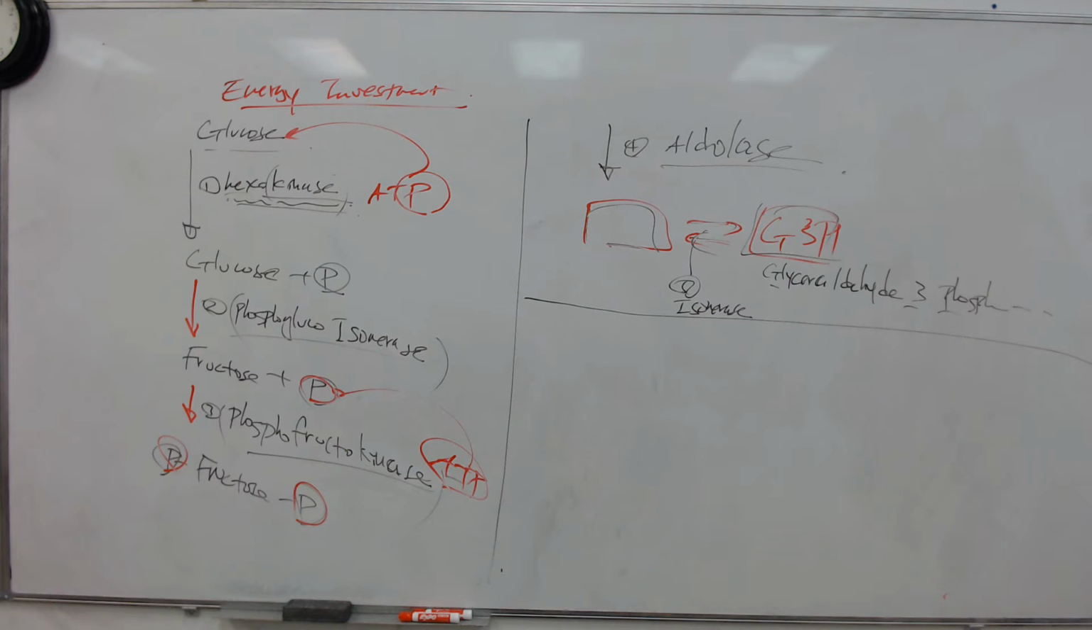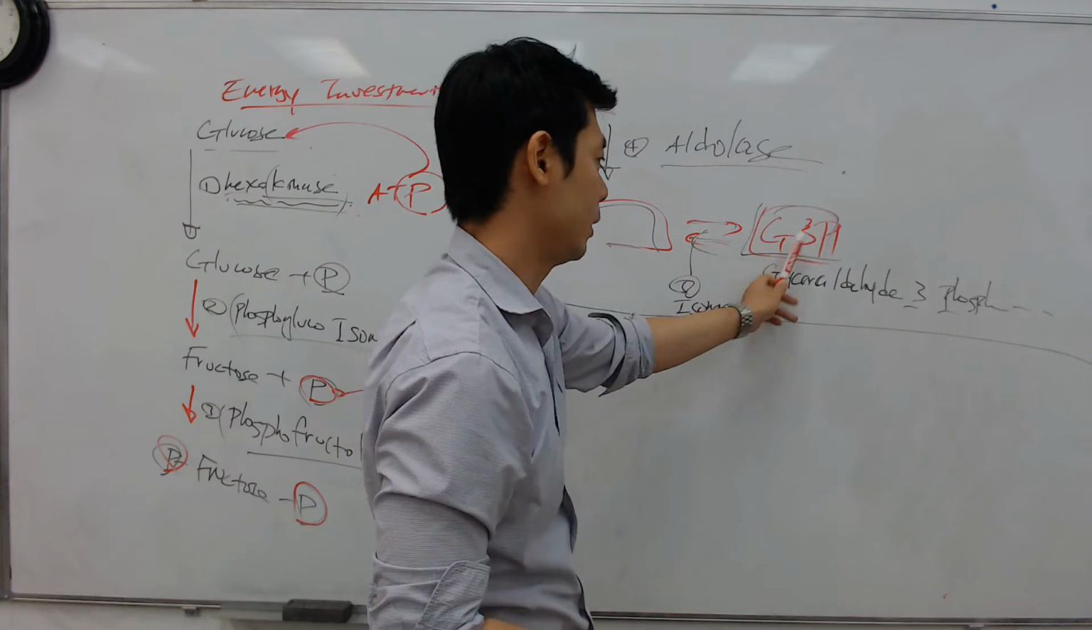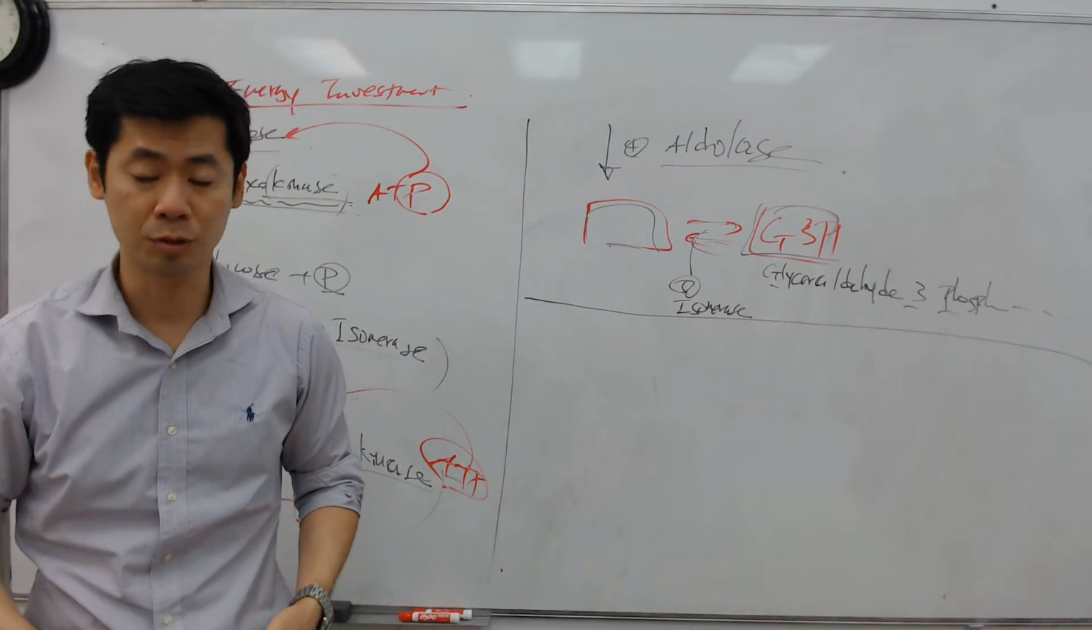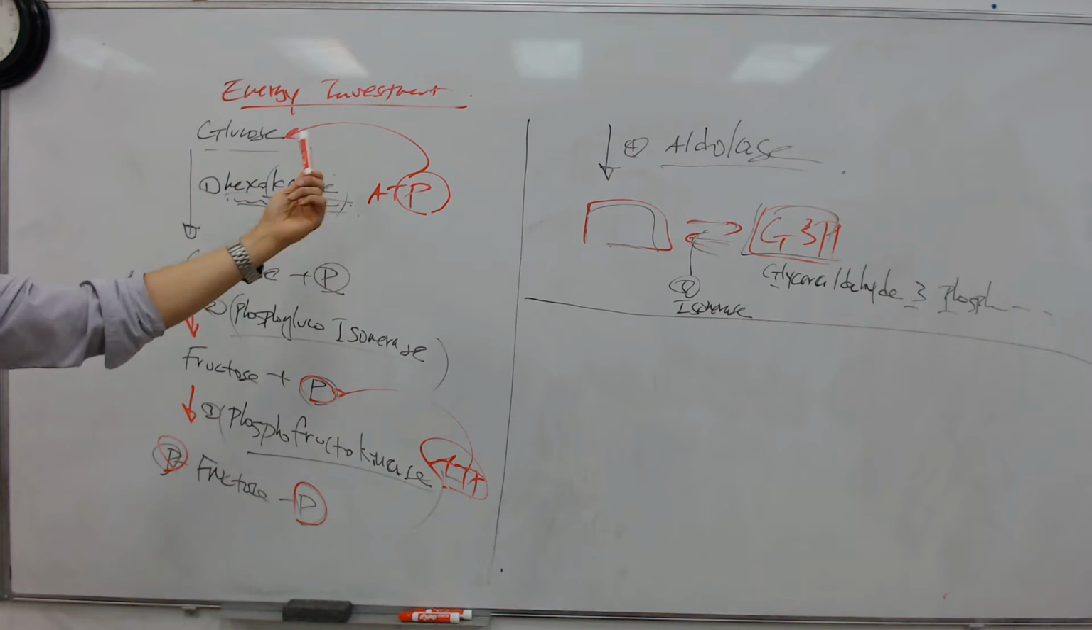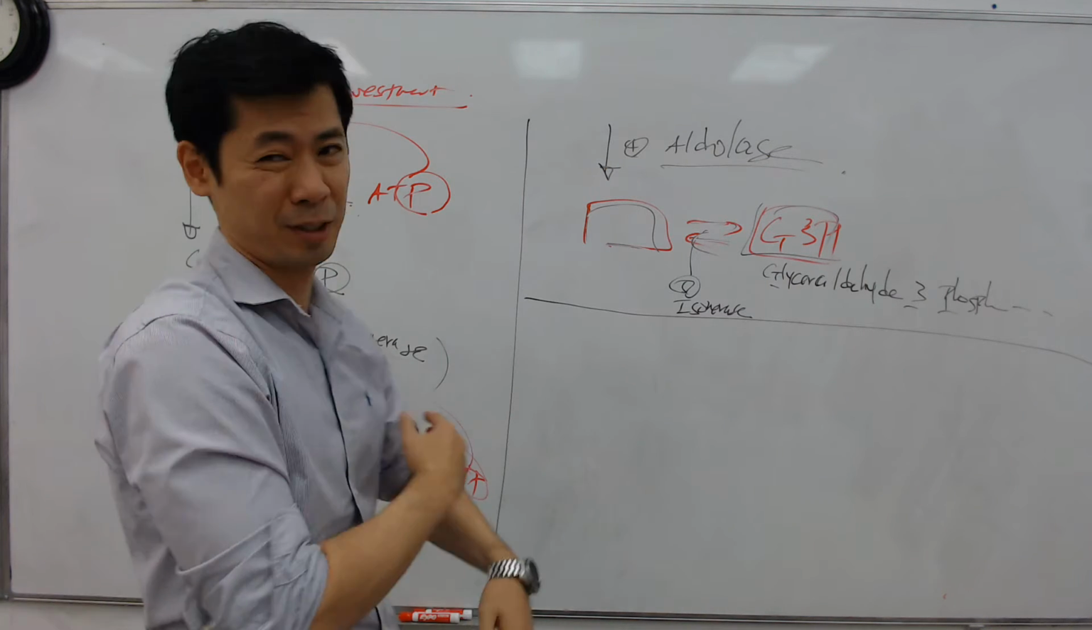So now, if you think about it, if the plant produces G3P, how do they produce glucose? Backtrack it. Go backward. If you think about it.